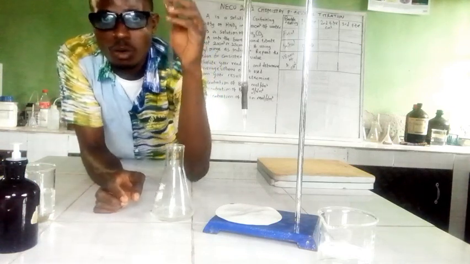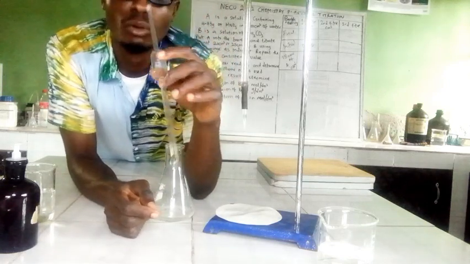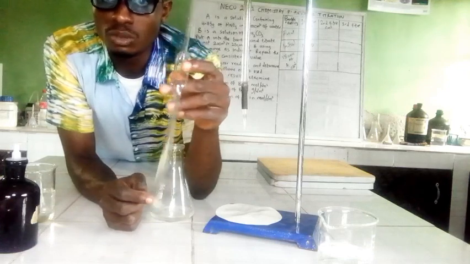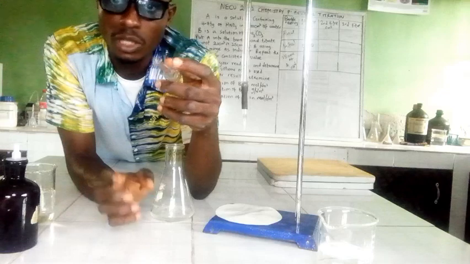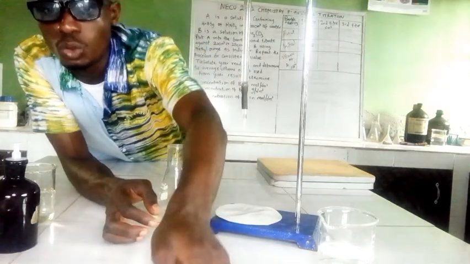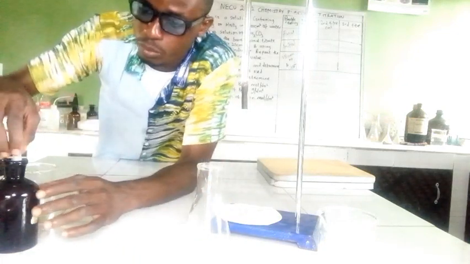And please, once the pipette finishes discharging its content, do not blow, even though there are still a few drops there. The pipette is designed to discharge exactly the volume you are using, and that is 25. So this is 25 centimeter cube, so you don't need to blow it. If you have done that, it means you have increased the volume beyond 25.